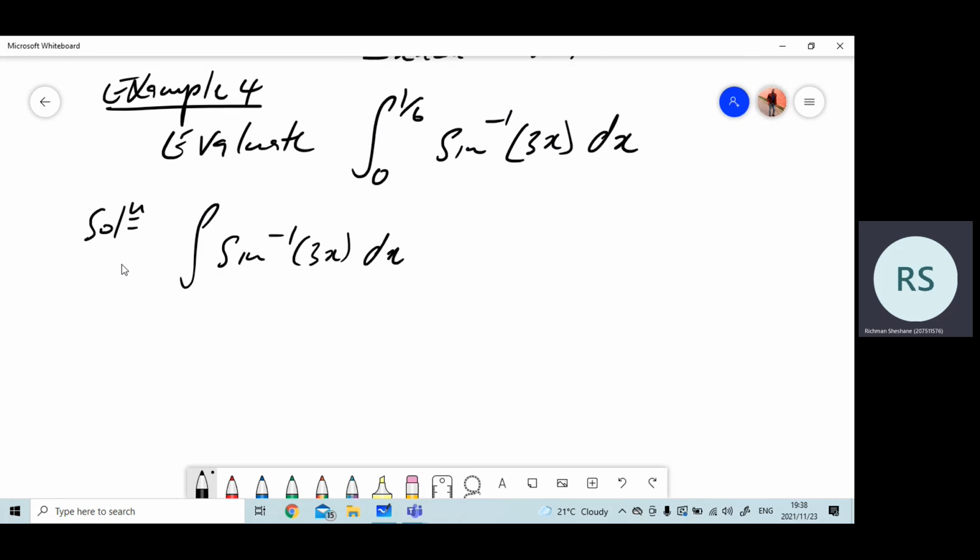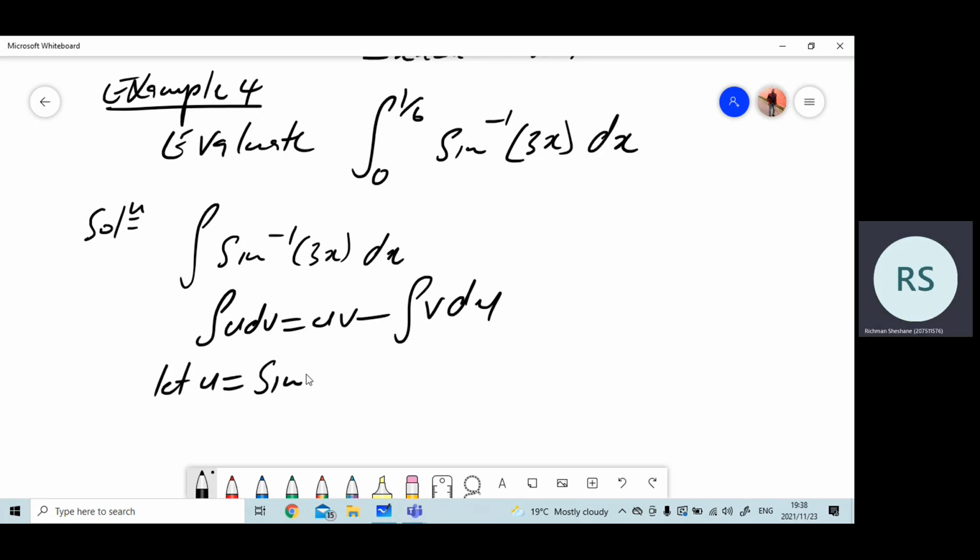We just start by writing the formula. Integral of u dv equals uv minus integral of v du. What I said is we let u be that log or inverse function that you want to integrate. So in this case, we let u equal sine inverse of 3x and dv will be the rest, which is dx.